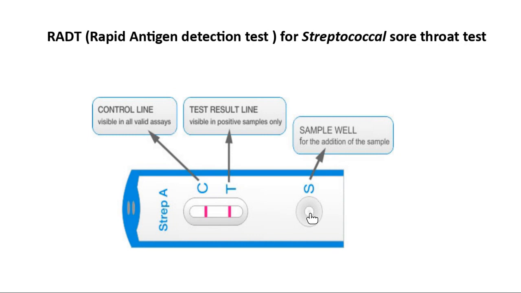Because of the capillary action, the streptococcal antigens from the sample move from here to here in the capillary direction. It will take almost 10 minutes. After 10 minutes, when these streptococcal antigens reach here, all the antibodies against streptococcal are present at this place. So they combine with these antigens, as a result of which this line is produced.